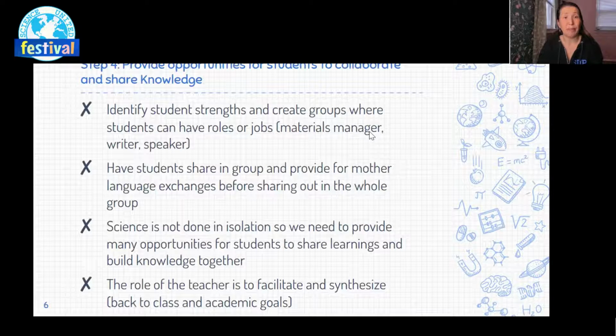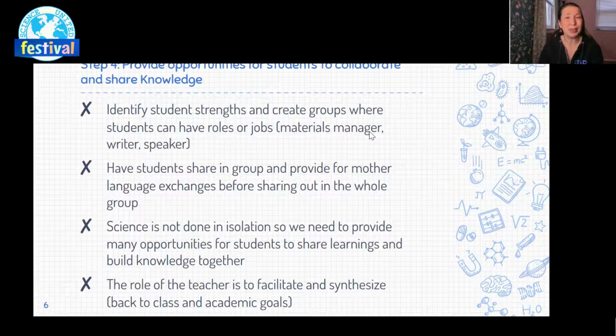Step 4. One of the benefits that we have seen in science for students who engage in science activities is that it fosters the ability to collaborate and share knowledge. We want to make sure that we are creating an environment where collaboration is possible. First, you're going to want to identify the strengths of your students and create groups where students can use these strengths in their roles or jobs.